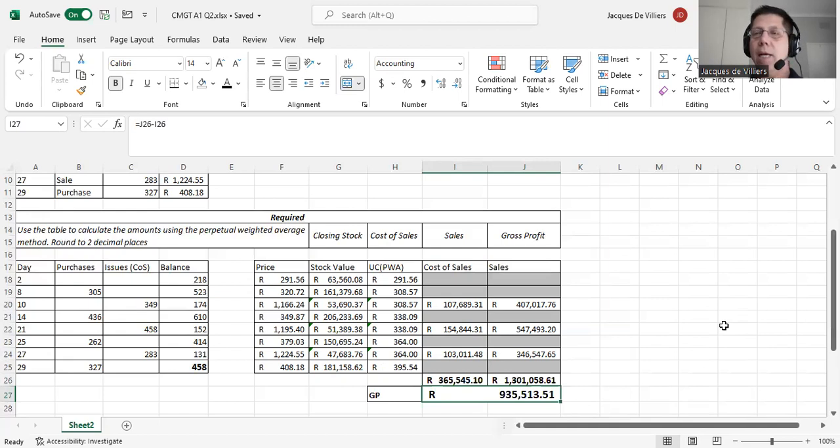Okay, and that is how you use the perpetual weighted average method to calculate your cost of sales in each case, to calculate just your stock value, and then ultimately to calculate your sales, your cost of sales, and your gross profit. Good.